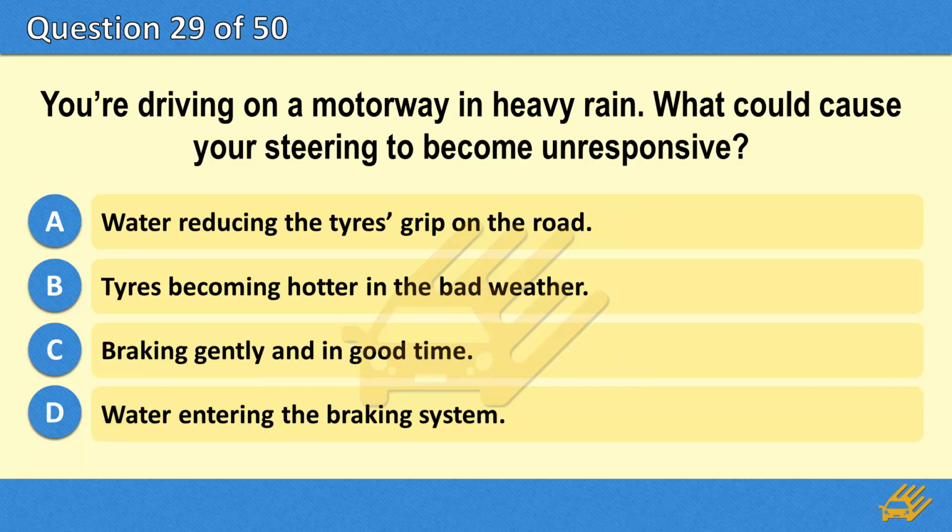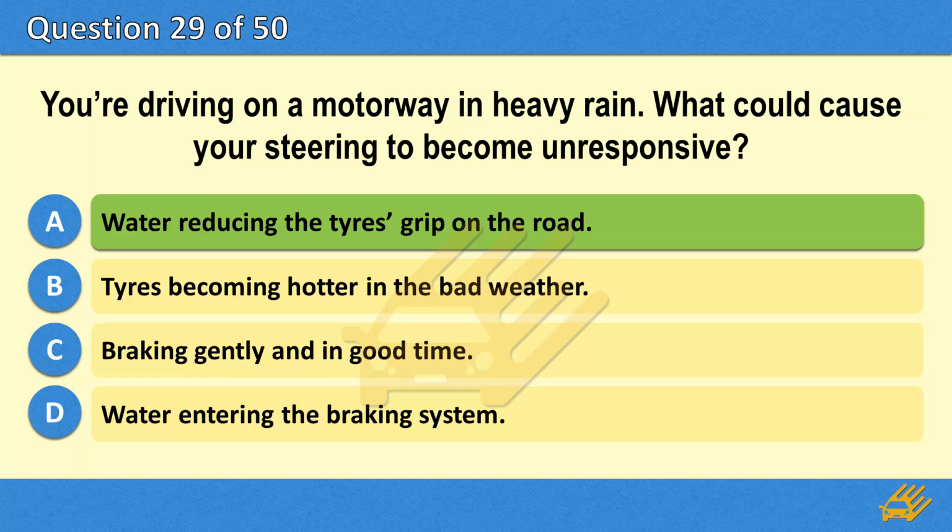You're driving on a motorway in heavy rain. What could cause your steering to become unresponsive? A. Water reducing the tire's grip on the road. B. Tires becoming hotter in the bad weather. C. Braking gently and in good time. D. Water entering the braking system. The correct answer is A. Water reducing the tire's grip on the road.